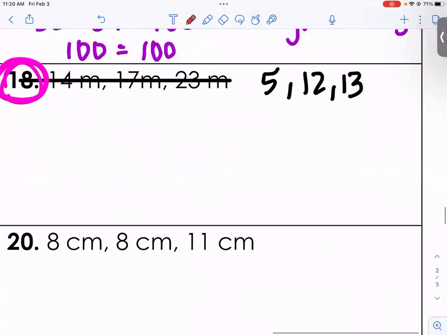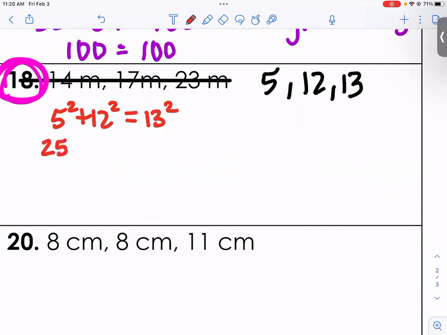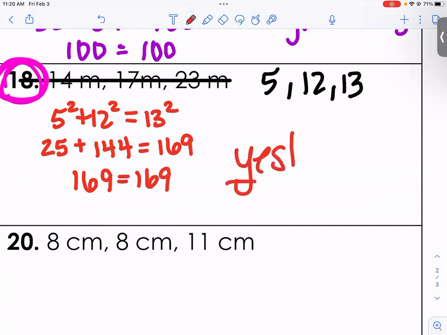Jada, what about 18? Is it a right triangle? Well, we have 5 squared is 25. Plus 12 squared is 144. 25 plus 144 is 169. So yes. Okay. All right.